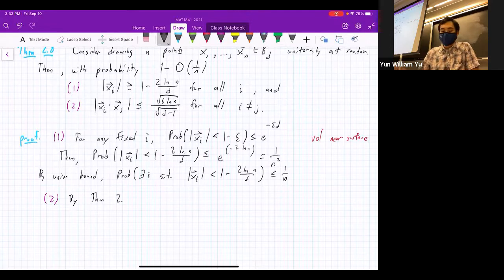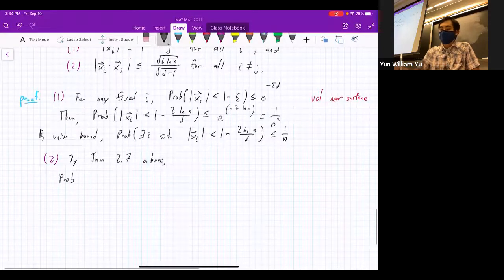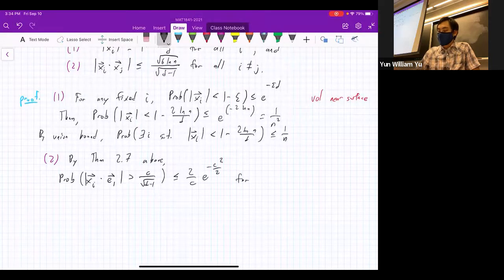By theorem 2.7 above, we know that the probability that x_i dot e_1 is greater than c over the square root of d minus 1 is less than or equal to 2 over c times e to the minus c squared over 2, for any fixed i. So what we're saying is that once you fix a North Pole, then the dot product of everything is small; most things are near the equator.